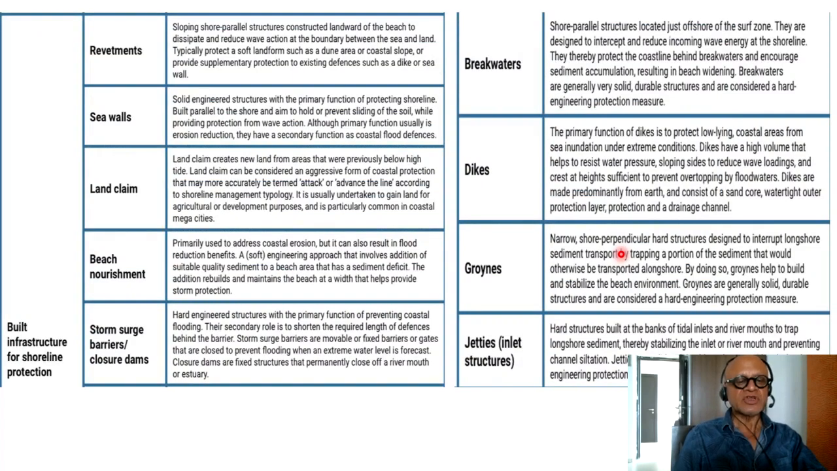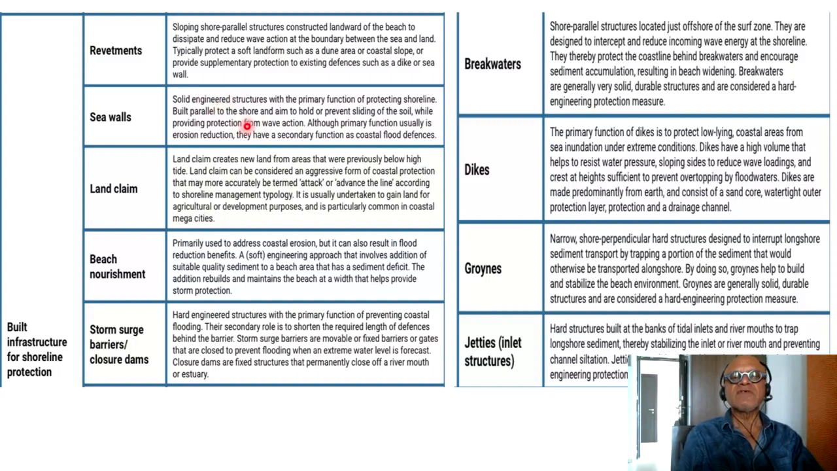Looking at built infrastructure for shoreline protection against sea level rise, we have revetments: sloping shore-parallel structures constructed landward of the beach to dissipate and reduce wave action at the boundary between the sea and land. There's always a debate about hard structures versus nature-based solutions, and which one is better, which one does more damage because they perturb the flow of sand and water and wave activity and so on. In my oceanography course I have some discussion on these as well.